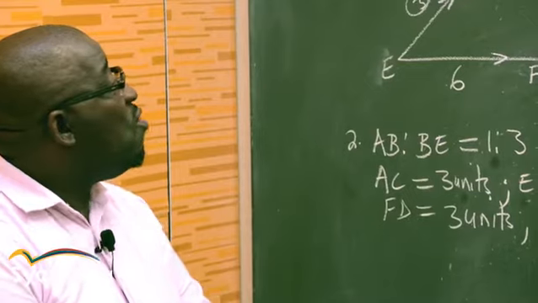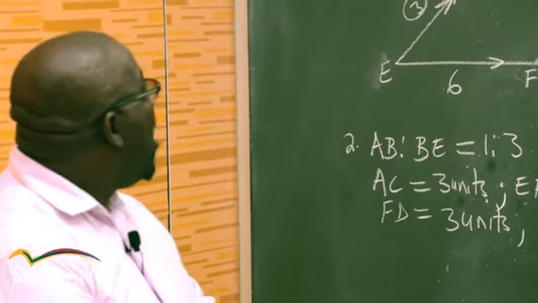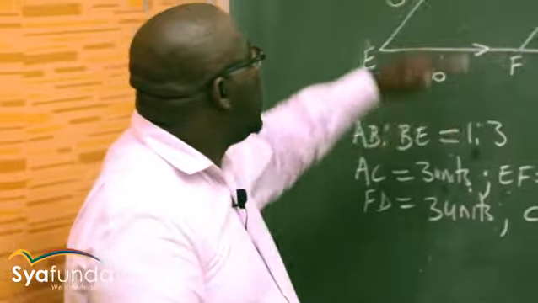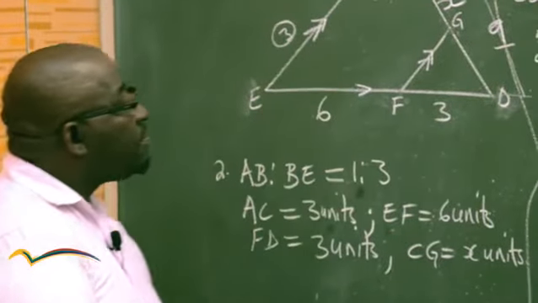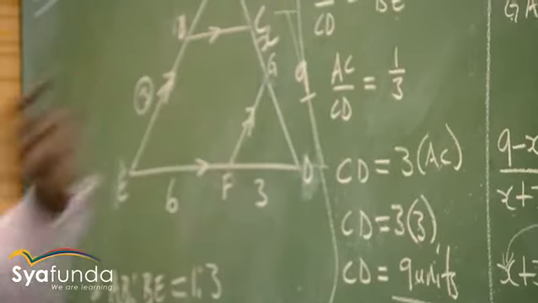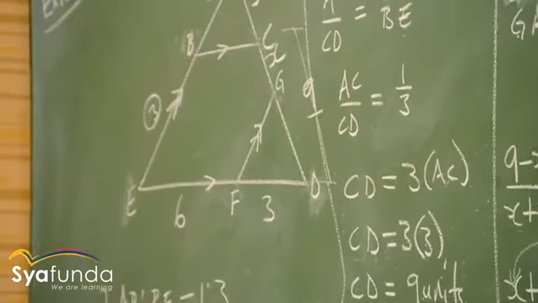The next question there, we're looking for the length of BC. Let's look at where BC is. This is BC. Right, we're looking for the length of BC. This is BC. We don't know what BC is.